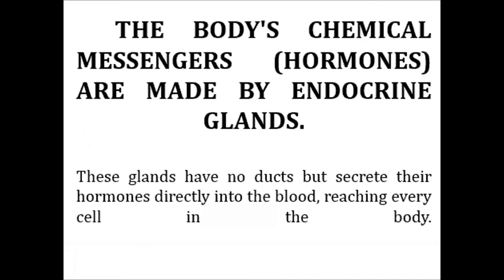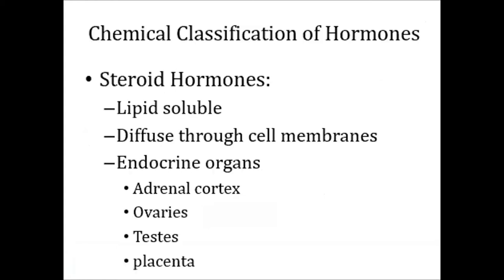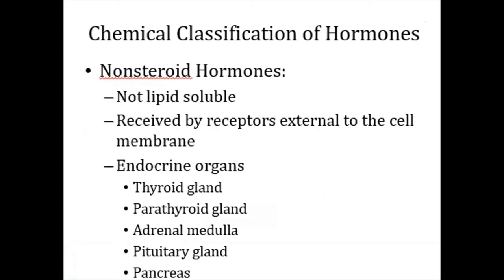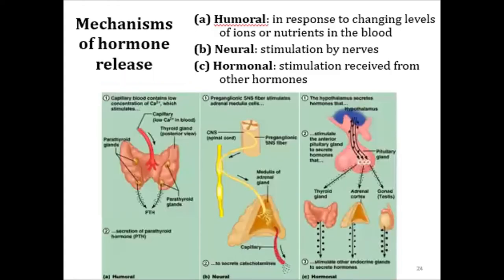The body's chemical messengers, hormones, are made by endocrine glands. Chemical classification of the hormones: first, steroid hormones, with a lipid structure, diffuse through the cell's membranes; endocrine glands are the adrenal, ovaries, testes, and placenta. Non-steroid hormones are not lipid soluble and are received by receptors external to the cell's membrane; endocrine glands are the thyroid, parathyroid, adrenal, pituitary gland, and pancreas.